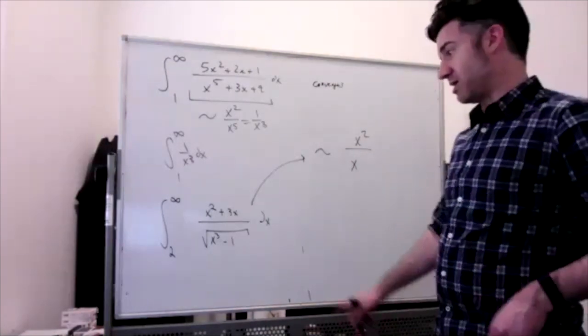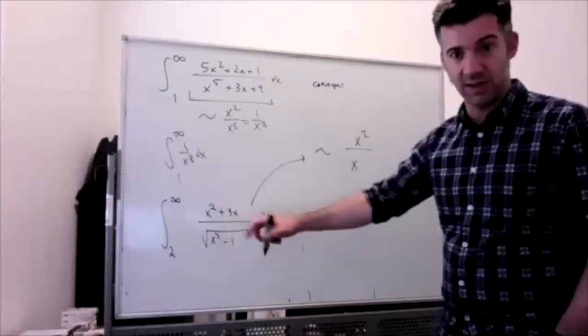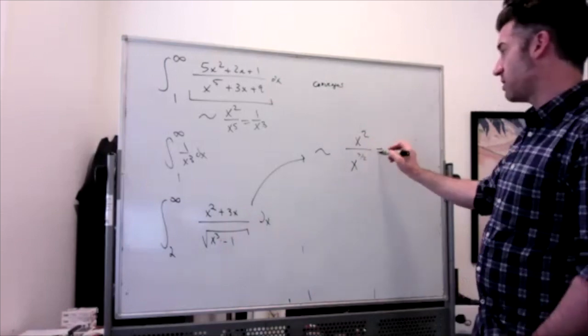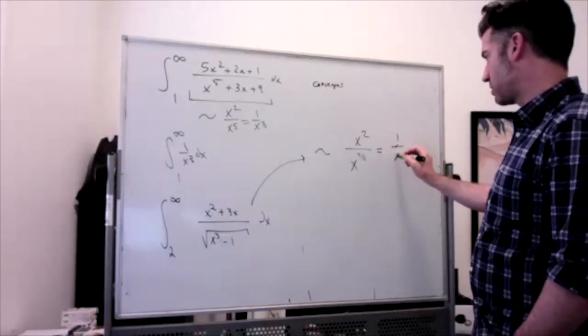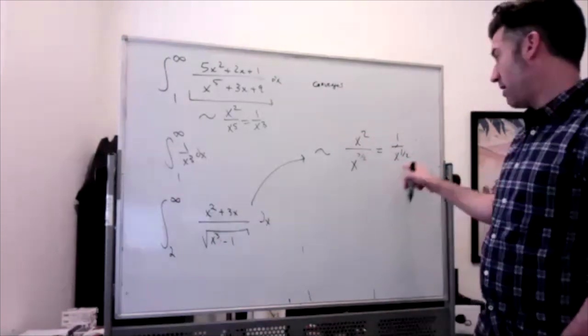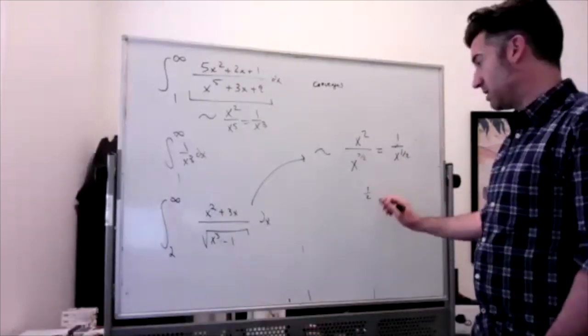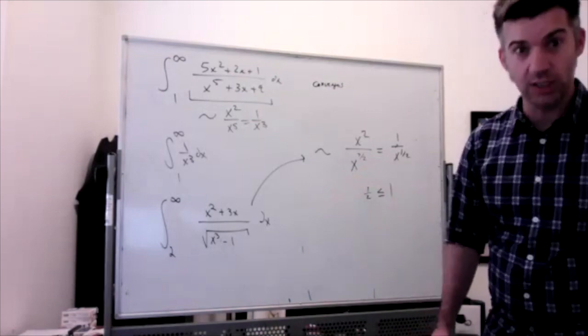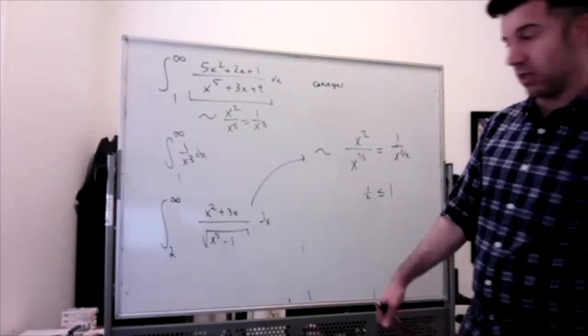Right, exactly, because it's x to the 3rd to the 1/2 power because of the square root. And x squared over x to the 3 halves is 1 over x to the 1/2. And that power is less than or equal to 1. So I'm pretty sure this is divergent. And actually, we can show this one is.